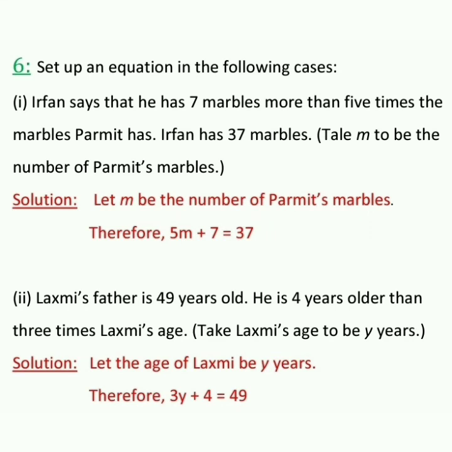Now the second one. Lakshmi's father is 49 years old. He is 4 years older than 3 times Lakshmi's age. Take Lakshmi's age to be y years. So the solution: let the age of Lakshmi be y years. Therefore, her father's age is 3y + 4 = 49. Please check it once again.